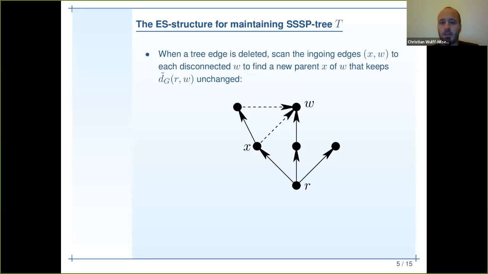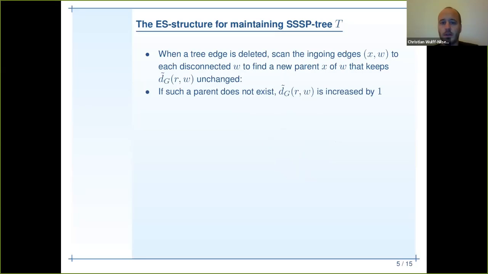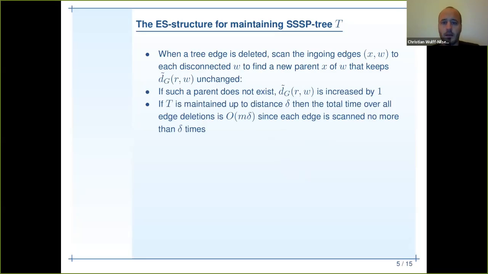The idea is that when a tree edge is deleted, let's say this edge here, then for every vertex that got disconnected from the root, we scan its ingoing edges and look for a parent that keeps this vertex at the same distance, in this case distance 2 from R. Let's say that later on this tree edge was deleted and the scan proceeds and there's no edge that keeps W at distance 2. In that case, the estimate will be increased by 1 for W, and then this process repeats. If T is only required to be maintained up to distance delta, then it's easy to see that the total amount of time you need is O of m times delta, because you only need to scan each edge at most delta times, once per edge per distance increase.